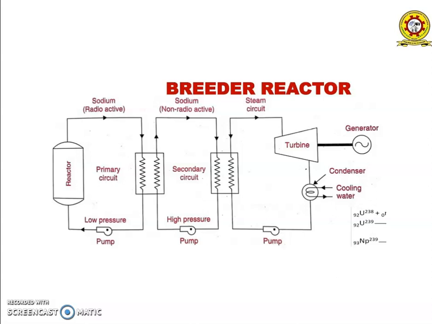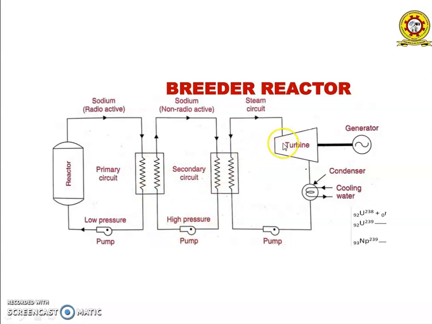In this reactor, sodium is used as the coolant, and there are two heat exchangers, the primary heat exchanger and the secondary heat exchanger. From the reactor, the high temperature sodium is sent into the heat exchanger. For exchanging the heat, another non-radioactive sodium is sent into the heat exchanger, and there is an exchange of heat between the high temperature sodium and the low temperature non-radioactive sodium. So this reduces the temperature of the sodium, and again the low temperature sodium is sent into the reactor.